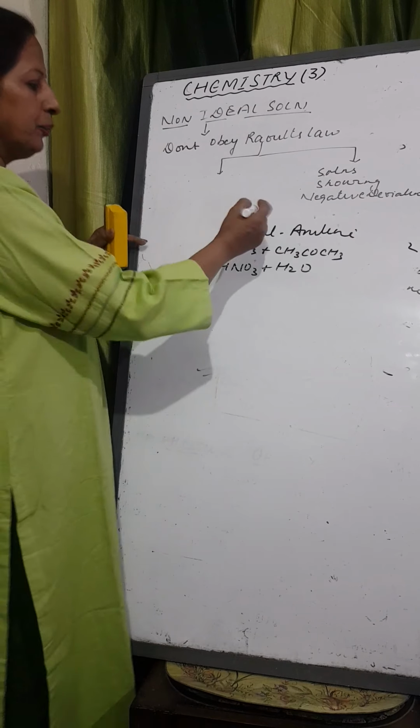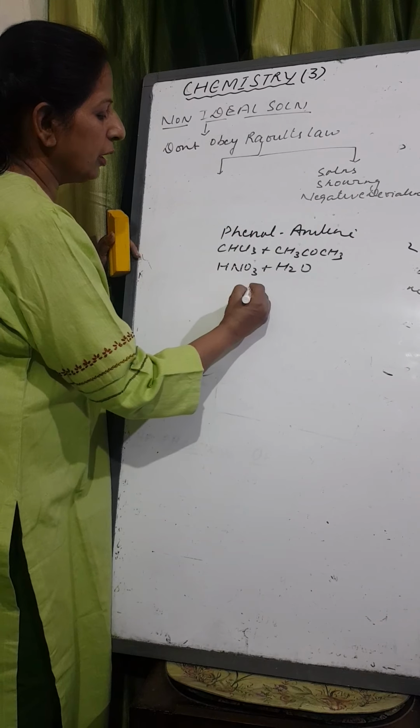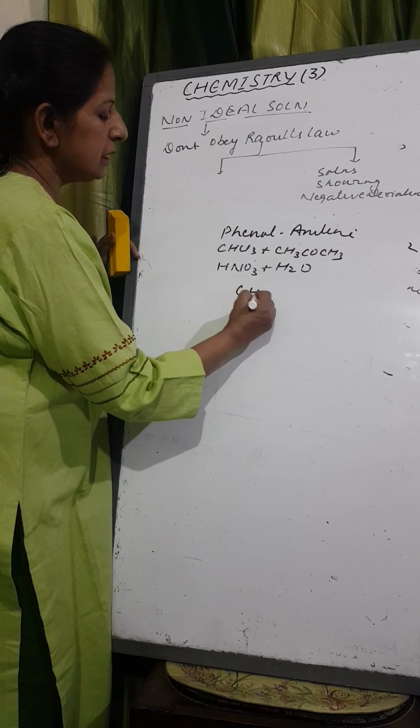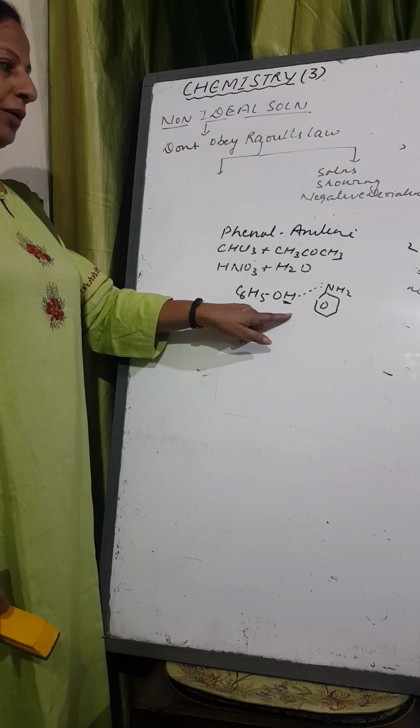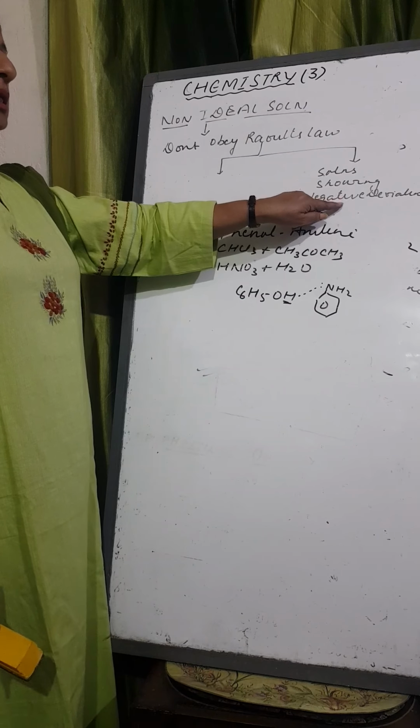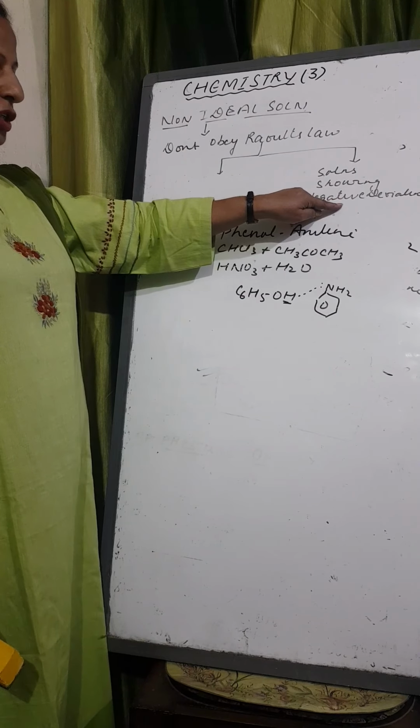Let's understand. Phenol is C6H5OH and aniline is this benzene ring with NH2. Now this hydrogen forms a bond with this, thereby the newer interactions are stronger and this results in negative deviation.